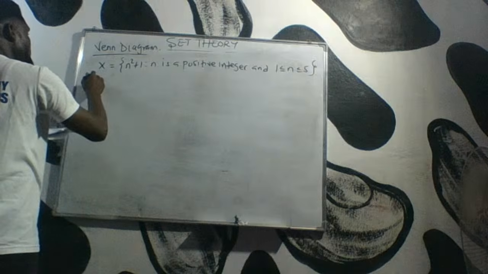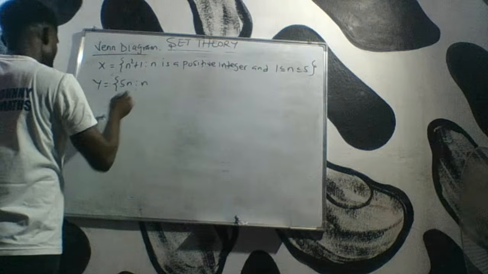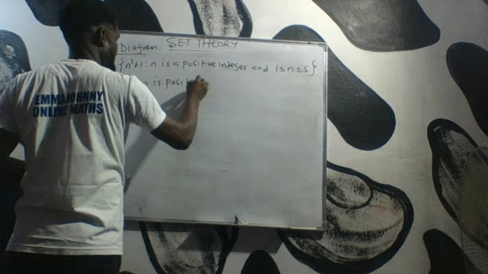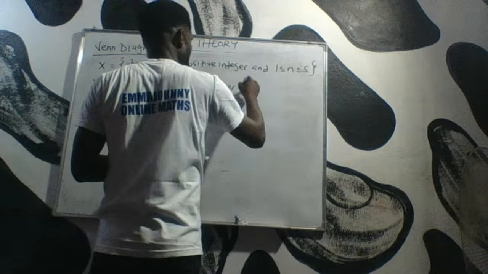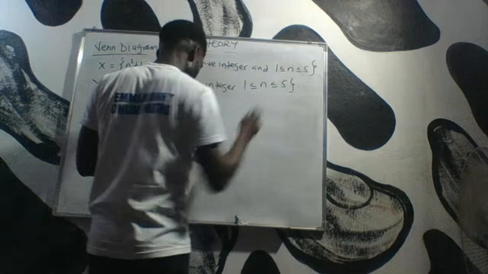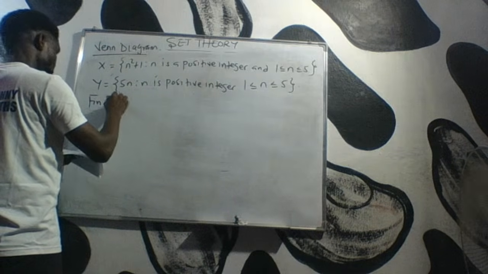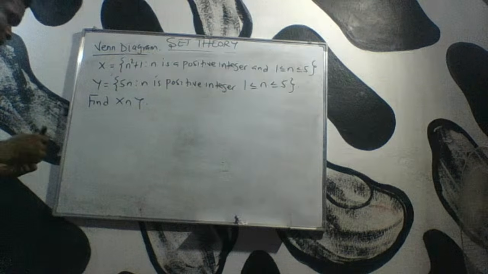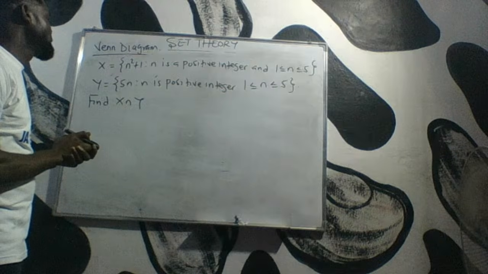And then y is a set of 5n such that n is a positive integer and it lies between 1 and 5 as well. Then you have to find x intersection y. Okay, this is a very interesting question.